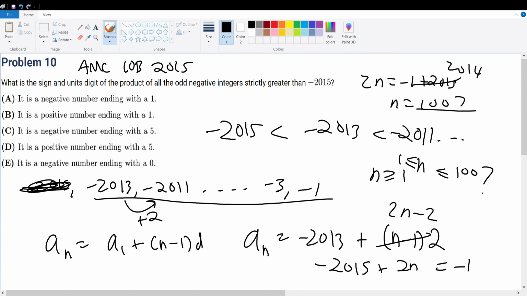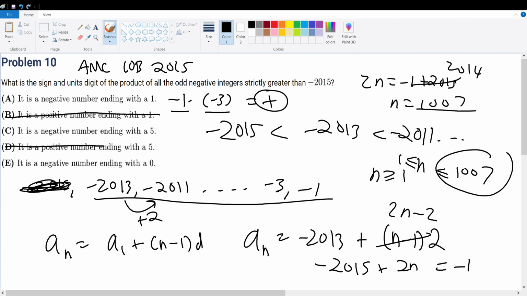Well, we just need to understand what it means to multiply an odd number of odd numbers together. For instance, a simpler case: negative 1 times negative 3 is equal to a positive number because I have two odd quantities. But since I have an odd number of quantities here, the product should be negative. So we can eliminate all the positives. So B is wrong, then D is wrong.